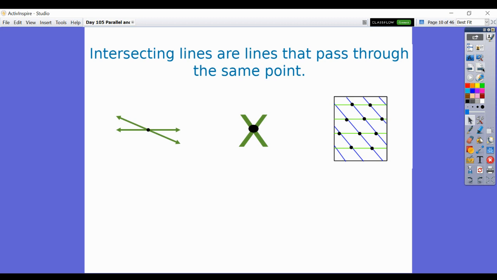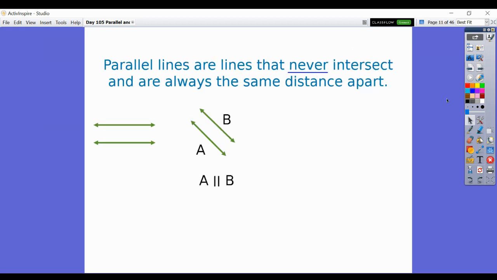Intersecting lines are lines that pass through the same point. Those are intersecting lines. The green and the blue are intersecting lines. The points where they're intersecting, where they make contact and cross through one another. Parallel lines are lines that never intersect and are always the same distance apart. Think of railroad tracks, two sets of tracks, or the rails on each side of a track.